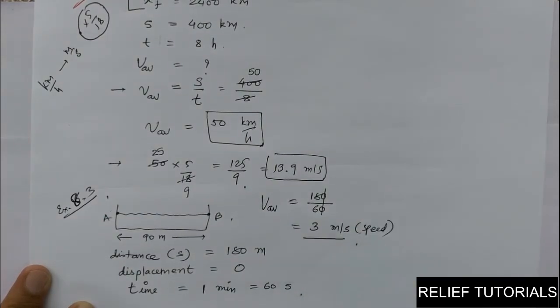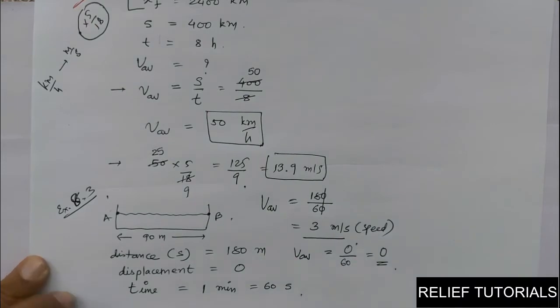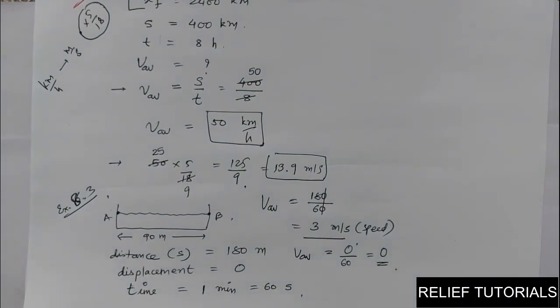But what about the average velocity? We don't have any displacement here. So average velocity means displacement upon time, but the displacement is 0 and time is 60 seconds. So the answer will be 0 because no displacement, so no velocity. Nice question it was.